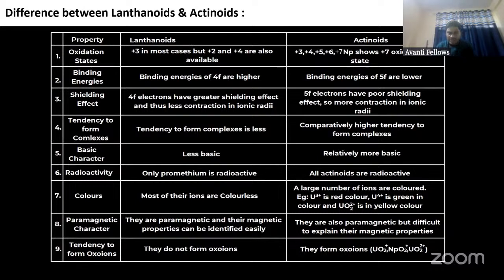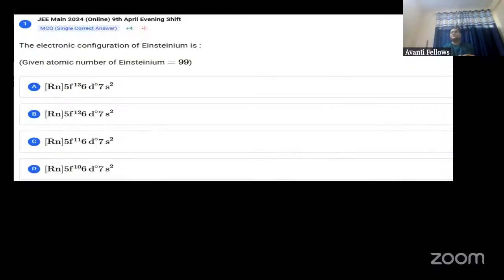Only promethium is radioactive in the lanthanoid series, while all actinoids are radioactive. Most lanthanoid ions are colorless, whereas a large number of actinoid ions are colored. For example, U3+ is red, U4+ is green, and UO2 is yellow. So there are many colorful compounds. Both are paramagnetic, but the magnetic properties of lanthanoids can be identified easily, while for actinoids it is very difficult. Lanthanoids do not form oxoanions, while actinoids form oxoanions and oxocations like UO2+ and UO2 2+. So these are the main differences between these two.